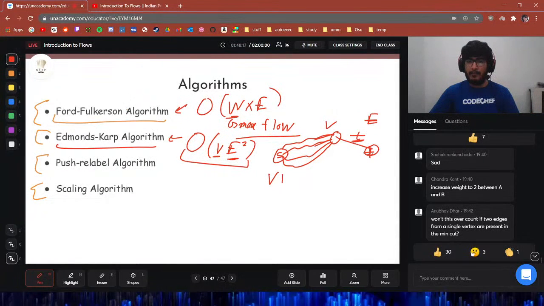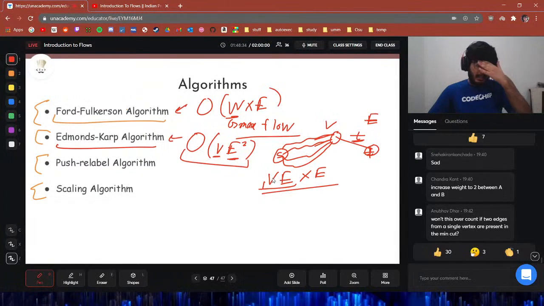A total of V into E rounds are going to be conducted, and no more rounds than this. And for each round, the time complexity of BFS is also going to be multiplied. So that is E. So this is the total time complexity of Edmond-Karp's algorithm. Then there is a push relabel algorithm, right?